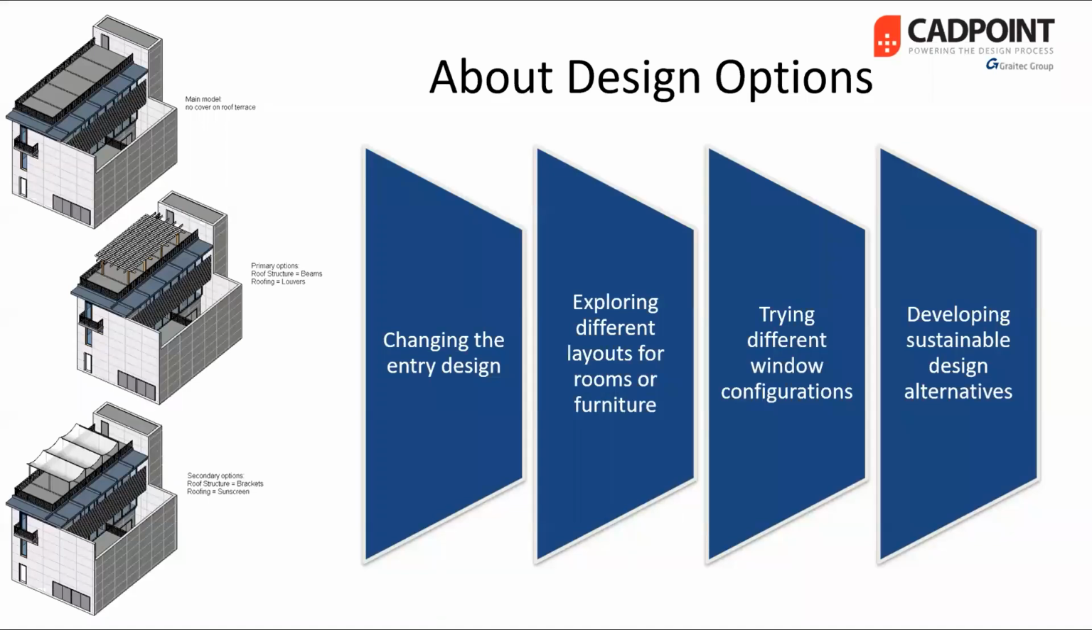For example, to explore possibilities for a pergola and sunshade for a roof terrace, you can create an option set called roofing with multiple roofing designs, sunscreen, or louvers. In addition, you can create an option set called roof structure with multiple structural designs, brackets, or beams. After the final design is chosen, you can incorporate the chosen options into the main model and remove the alternatives.